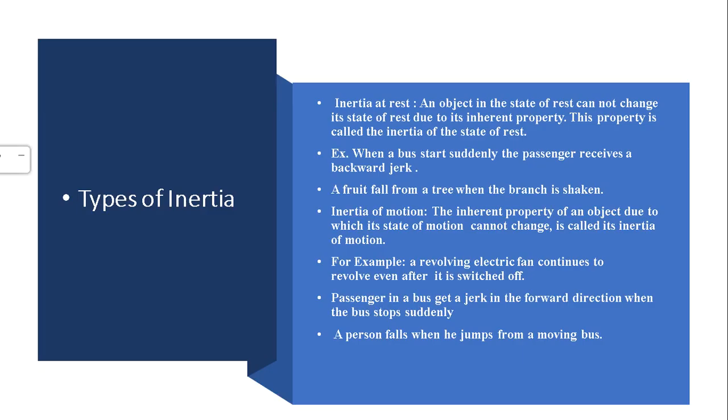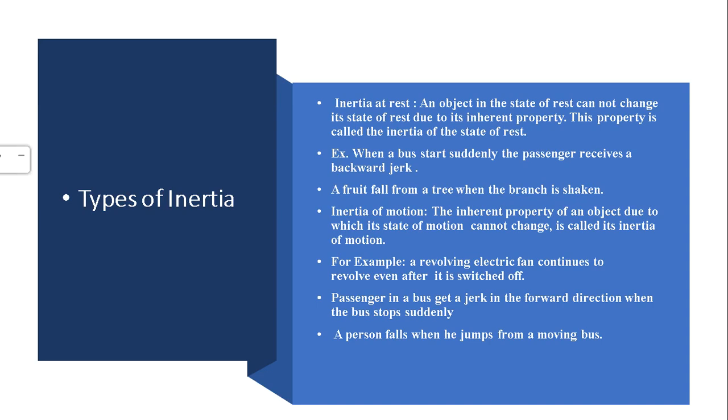First, inertia at rest. Inertia at rest means an object in the state of rest cannot change its state of rest due to its inherent property. This property is called the inertia of the state of rest. For example, when a bus starts suddenly, the passenger receives a backward jerk. Second example, a fruit falls from a tree when the branch is shaken. This is an example of inertia at rest.